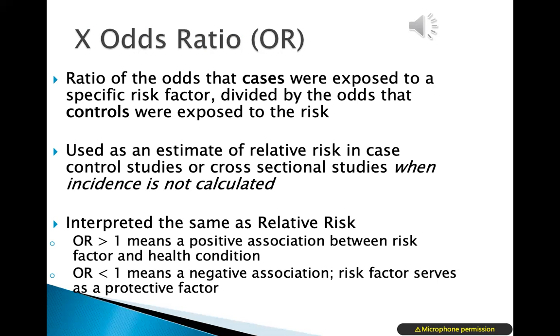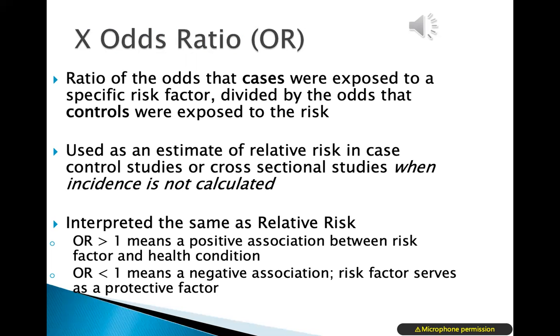Because of that, we've already grouped those that we're interested in studying, so we will have no new cases. And if we have no new cases, we have no incidence data. And if we don't have incidence data, then according to the way that we set up relative risk, we cannot calculate a relative risk. So how do we measure association in those two types of studies? We use instead an odds ratio.